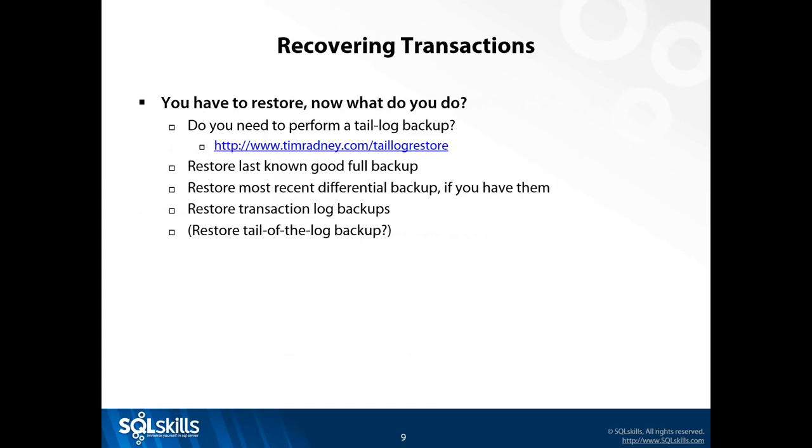So in a traditional OLTP system, you always have a tail end of the log. That's the potential data loss. So if you're backing up the log every 15 minutes and the last transaction log backup was 5 minutes ago and you have a catastrophic failure, you have up to 5 minutes of potential data loss.